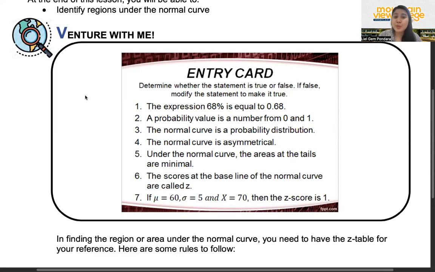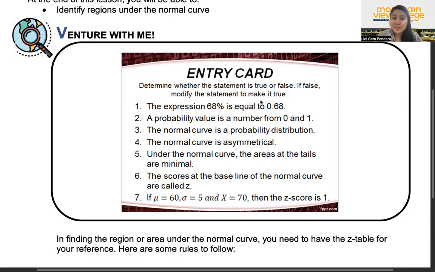What must be the correct word? If false, modify the statement to make it true. What must be the correct word that we are going to replace? Very good, Erica and Jana. The normal curve is symmetrical.